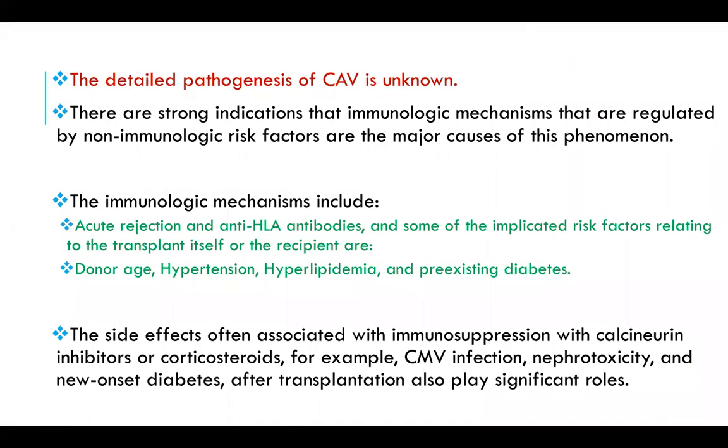The detailed pathogenesis of CAV is unknown, but there are strong indications that immunologic mechanisms that are regulated by non-immunologic risk factors are the major cause of this phenomenon. The immunologic mechanisms include acute rejection and anti-HLA antibodies, and some of the implicated risk factors relating to the transplant itself or the recipient are donor age, hypertension, hyperlipidemia, and pre-existing diabetes. Also, side effects associated with immunosuppression with calcineurin inhibitors or corticosteroids, for example, CMV infection, nephrotoxicity, and new onset diabetes after transplantation also play a significant role.